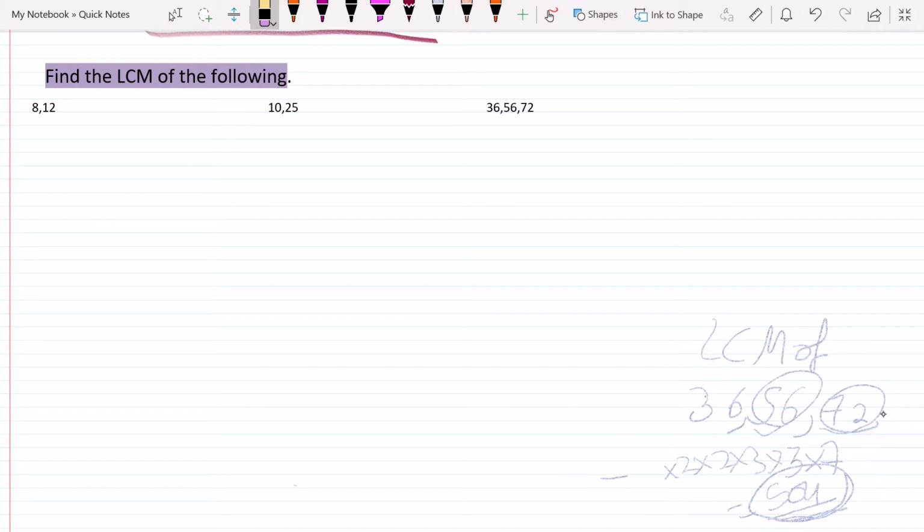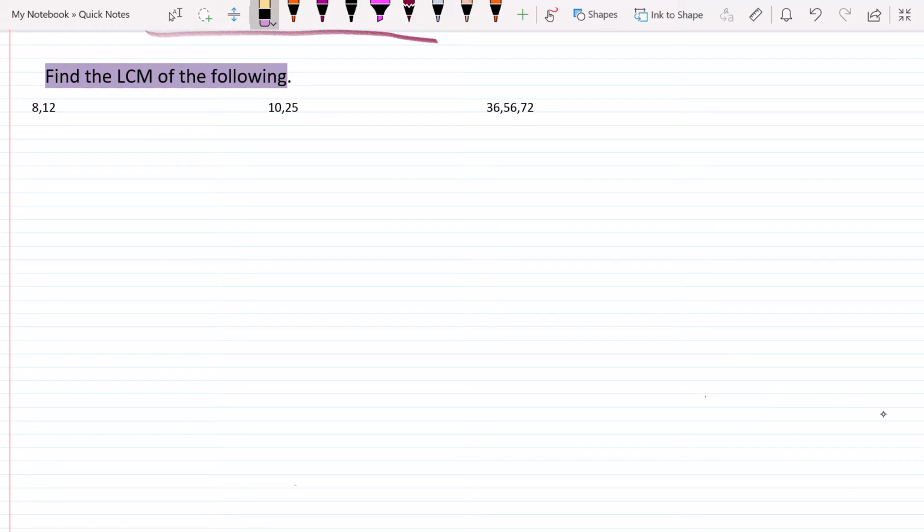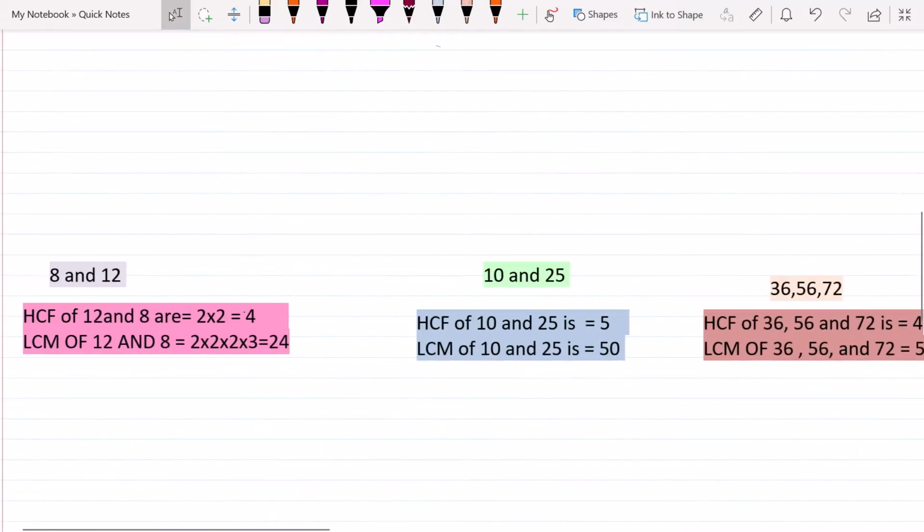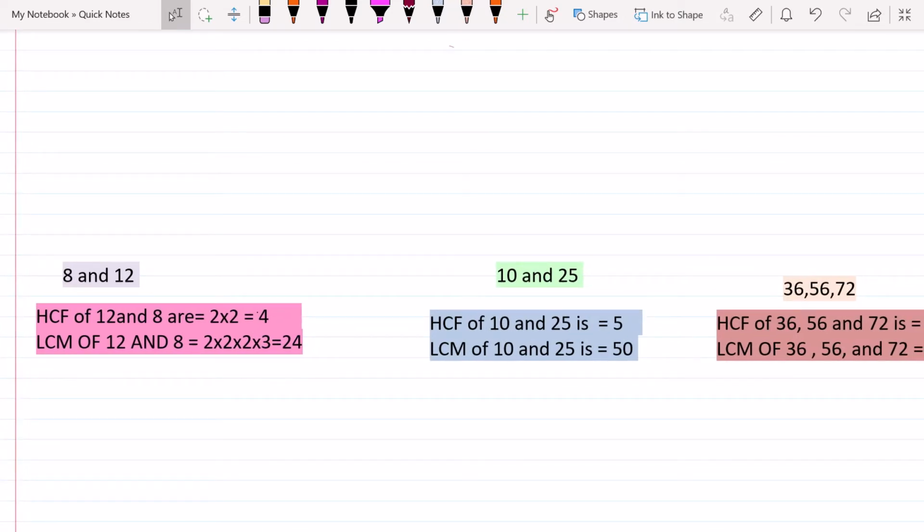Hope you understood the lesson of finding HCF and LCM. Now I will do a summary here. First, we found the HCF of 12 and 8, which is 4, and then we found the LCM of 12 and 8, which is 24, okay? Next, we found the HCF of 10 and 25, which is 5, and then we found the LCM of 10 and 25, which was 50.